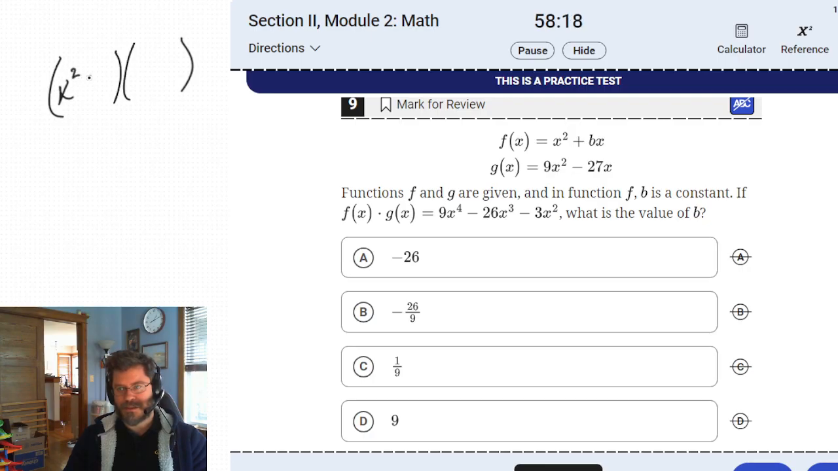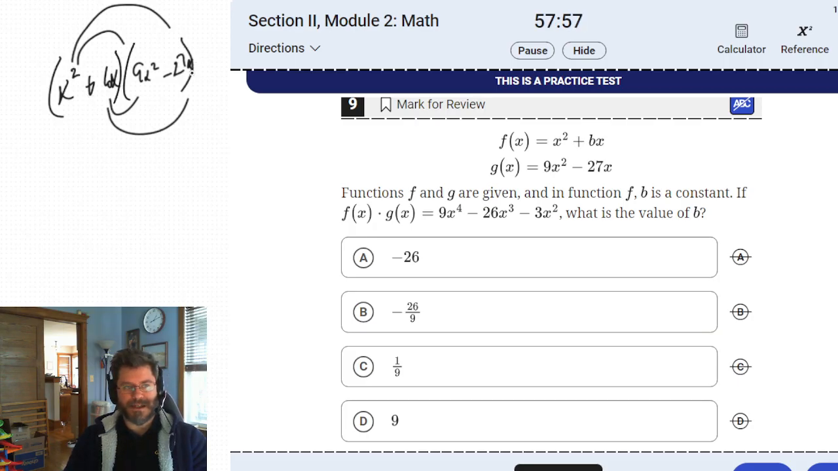X squared plus bx, 9x squared minus 27x. We're going to multiply each of these terms. First times first, outer, inner, last. And you can multiply that out if you want, but notice that bx times -27x, sorry for my handwriting, is going to be the only thing that's going to result in an x squared. So I'm going to lock in on that.